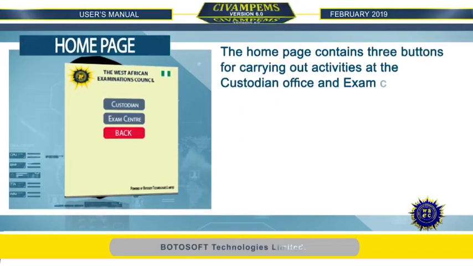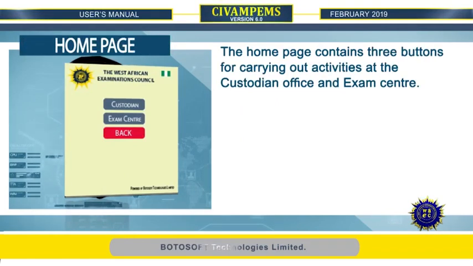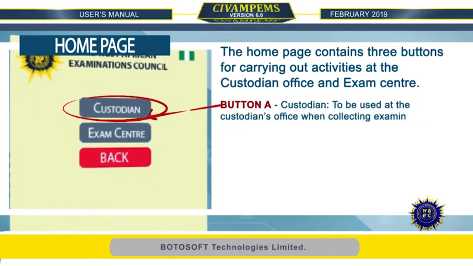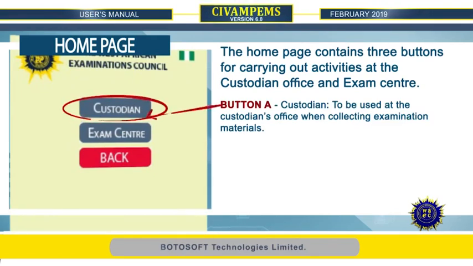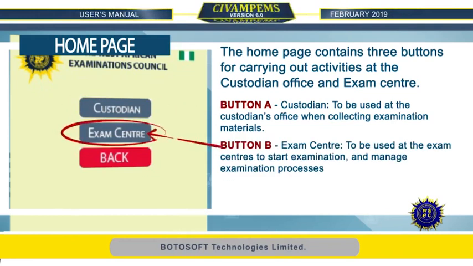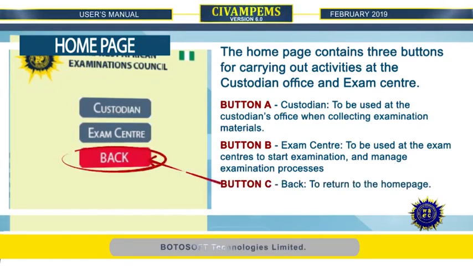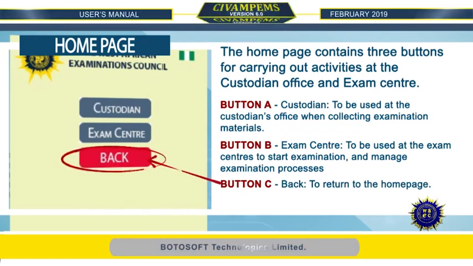Home page. The home page contains 3 buttons for carrying out activities at the custodian office and exam center. Button A, Custodian, to be used at the custodian's office when collecting examination materials. Button B, Exam Center, to be used at the exam center to start examination and manage examination processes. Button C, Back, to return to the home page.